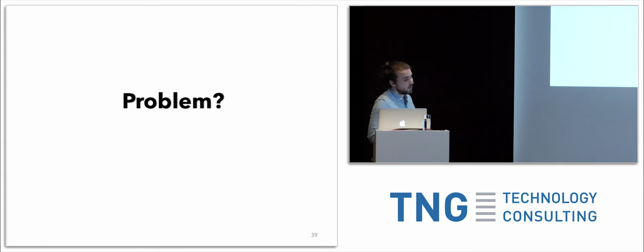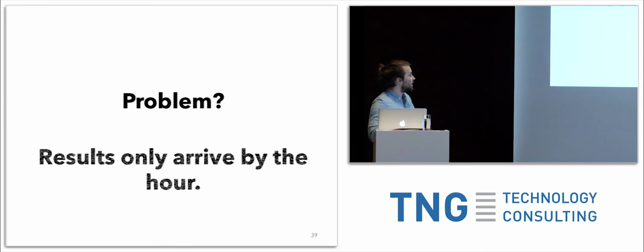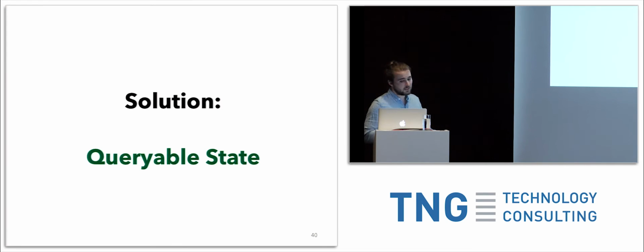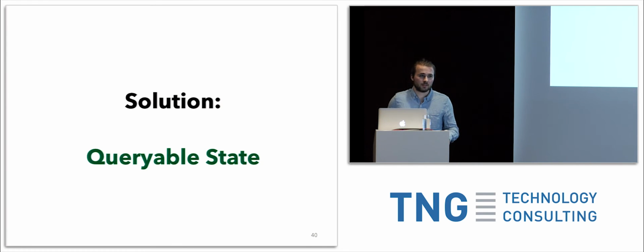Now, what might be the problem with this? It's what I just mentioned, that the results only arrive by the hour. So if you want up-to-date results on how often people are mentioned or how often tweets are seen, you're out of luck right now. So the solution that we came up with for this is what we're calling Queryable State.